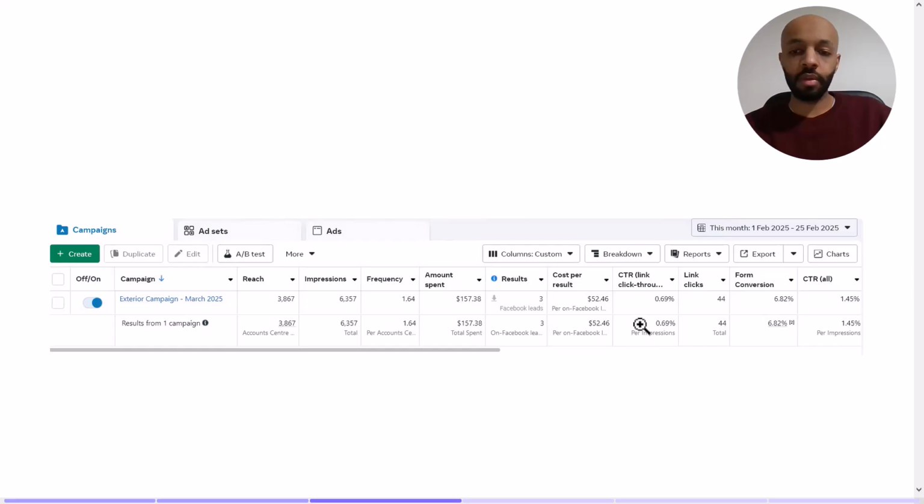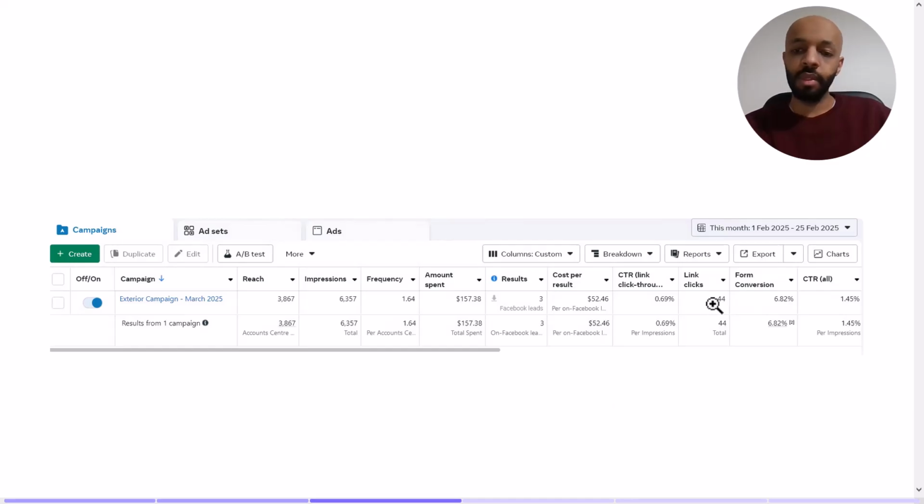And this metric here called CTR, link click-through rate. Like I said, you can find this in here when you go to columns. Now what that means is, what percentage of people are clicking and opening the form? That's what link click-through rate means. So they're clicking and they're opening the form. So 0.69% of impressions are clicking and opening the form. And that translates to 44. So I got 44 link clicks out of 6,357 impressions, or 3,867 people.